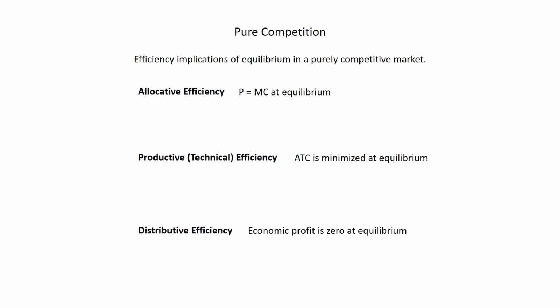And finally, distributive efficiency is achieved in a purely competitive market because economic profits are zero, at equilibrium. The entrepreneur receives an income that is equal to his best foregone opportunity, which is the market's evaluation of the value of his potential productive contribution to society.